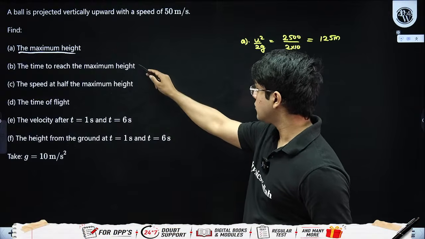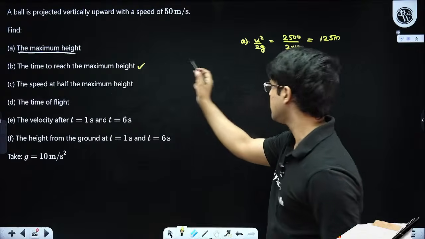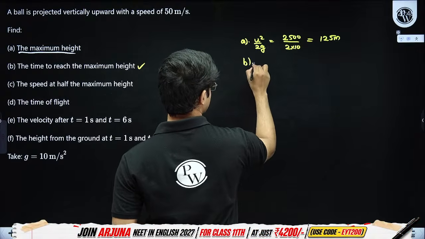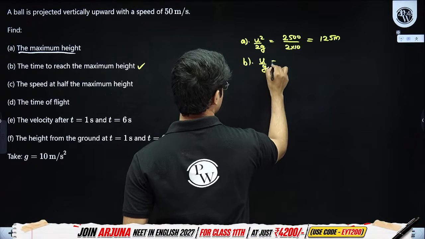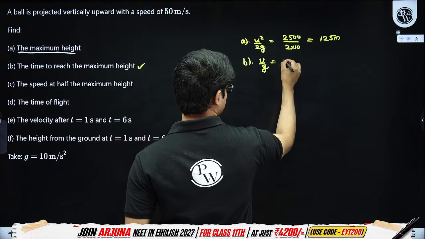Then what is the time to reach maximum height, not time of flight? So that time is u by g, right? It will be u by g. 50 by 10 is 5 seconds.